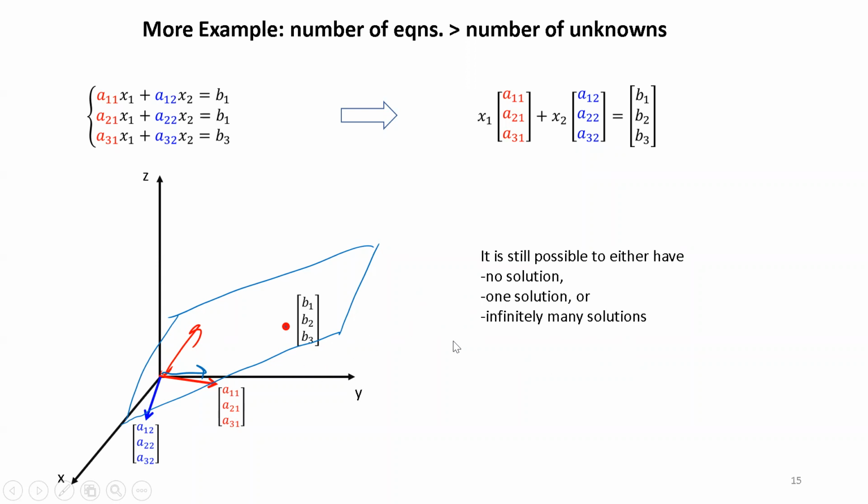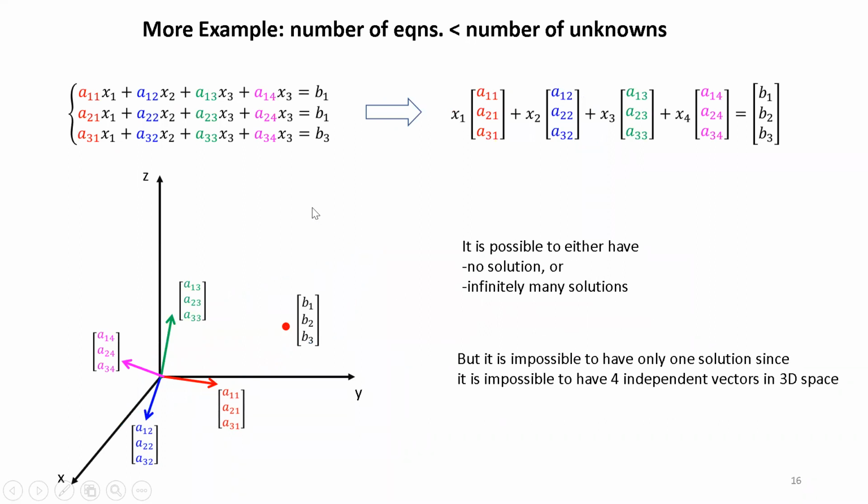So it's also possible for you to have infinitely many solutions. You could imagine that if this blue and the red vector both point at the same B point, then in that case, everything is parallel to each other, and there are infinitely many solutions.